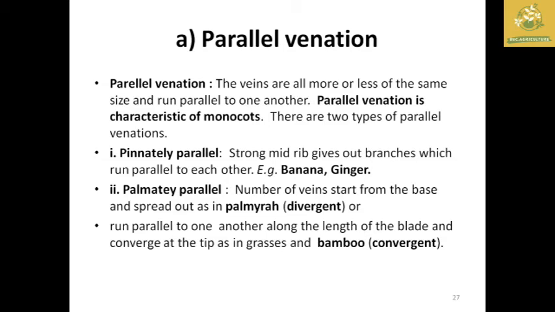The pinnate has a strong midrib which gives branches that run parallel to each other, example banana. In palmate, a number of veins start from the base and spread out or diverge around the leaf, known as palmate venation. They run along the blade and converge.